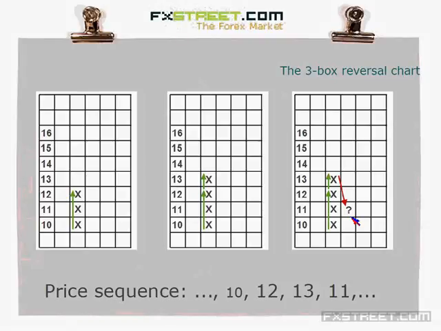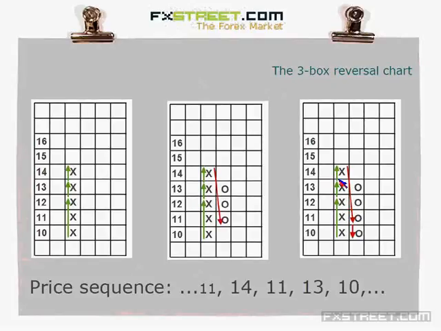Let's think about it. We are using a three box reversal chart. Each box corresponds to the value of 1. Each time the price moves by the value of 1, we plot a new box. But in order to change direction, to move to the right and print a new column, we need at least a reversal of 3 boxes. That means we need a movement of 3 units. So if the last plotted price was 13 and the next one is 11, we are just 2 figures away. So that price is ignored. Price number 11 is ignored.